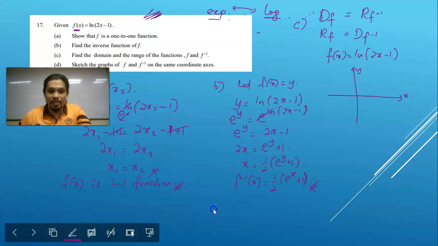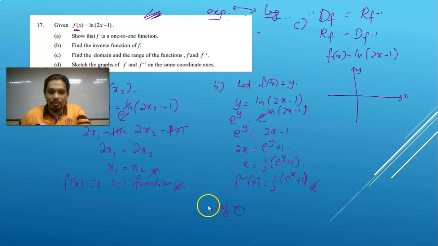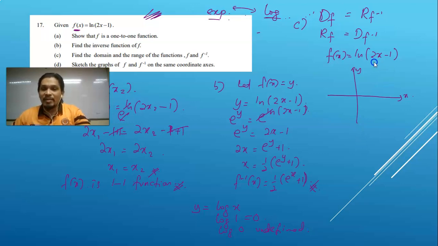Okay, I make a short notes here. Log x, okay, y equal to log x. As we know that for log 1, the whole function equals 0, and log 0, the whole function is undefined. Okay, so now let's get back to the question here.